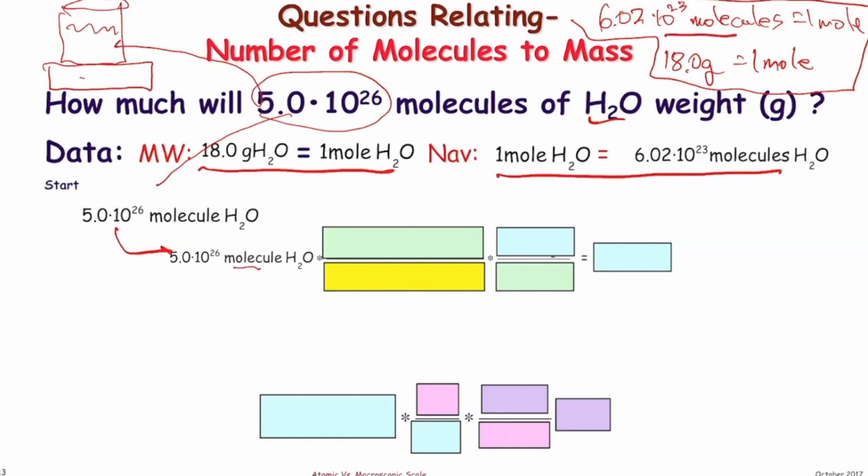Look at Avogadro's number. That has molecules, and on top is my other unit, mole. Right now, I'm just letting the units walk me through. This has mole. It has to cancel with the next conversion factor, so that has to be mole down here. I try and color code this.